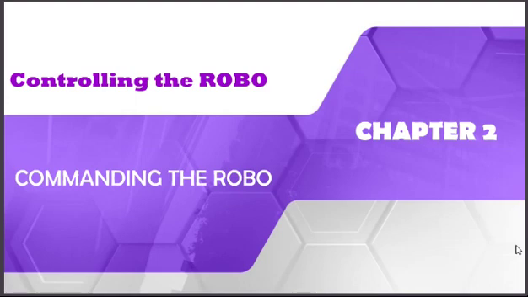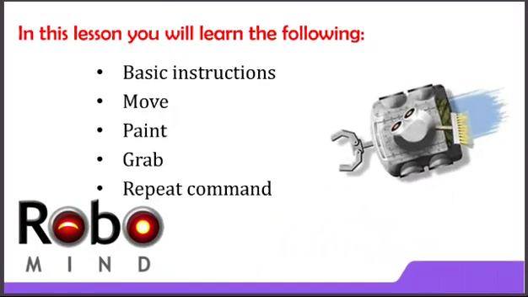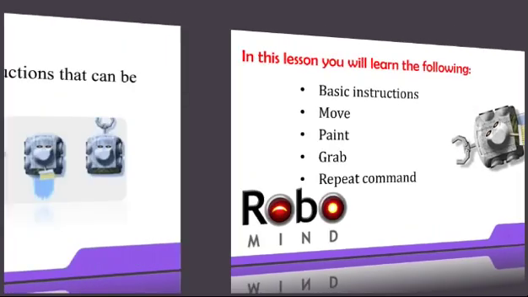Hello children, in this video we are going to recall the chapter 6, Commanding the Robo. We have already seen it in previous videos, so here we are going to revise. What are the topics? Basic instructions, move, paint, grab and repeat command.